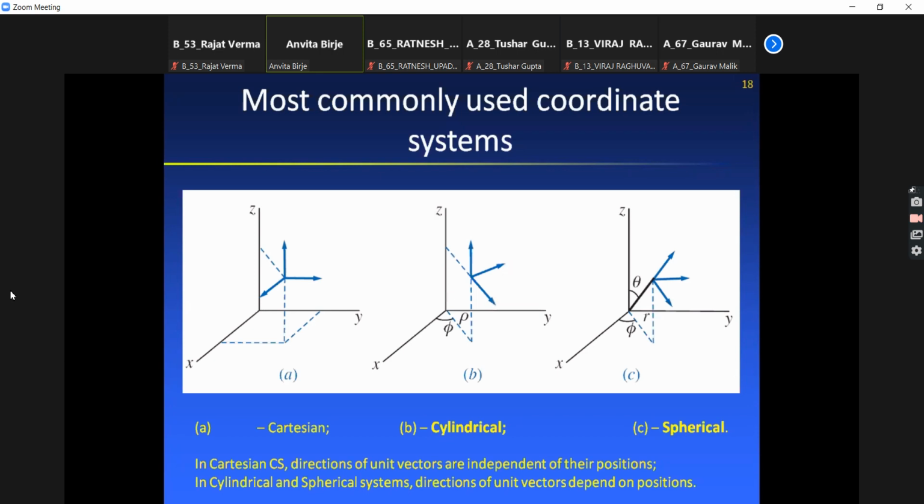So this particular slide shows the three most commonly used coordinate systems, as I was talking about.